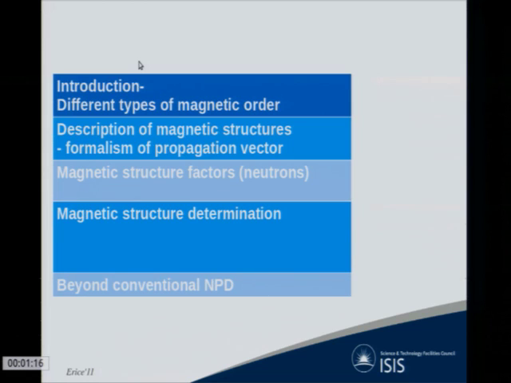Then we'll see magnetic structure factors and how the neutron intensity for magnetism is related to the magnetic moment. And then we'll go through two examples of magnetic structure determination, one of them using symmetry and the other one using simulated annealing. And then we will see beyond that what we can do in case of more complex problems, maybe not limited to powder diffraction, but in general.